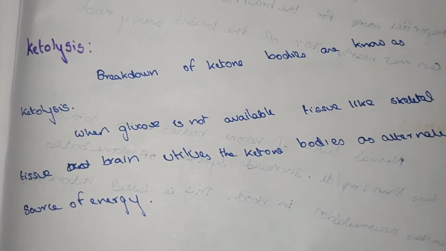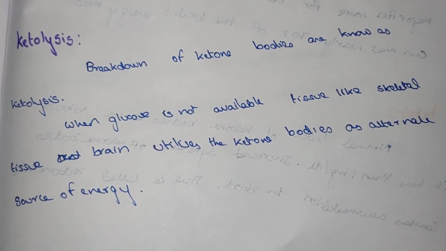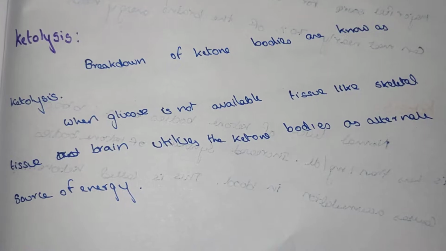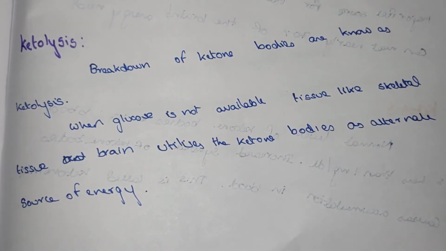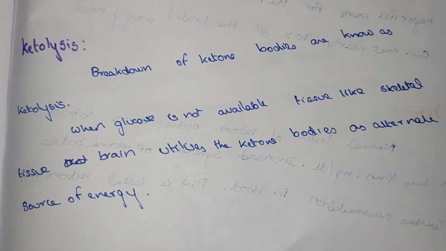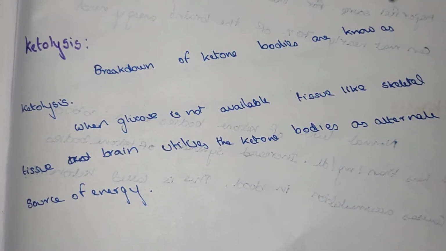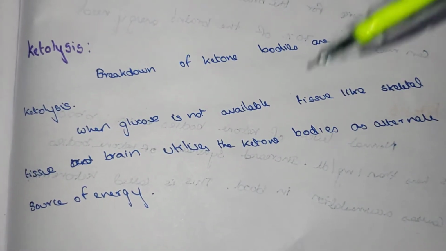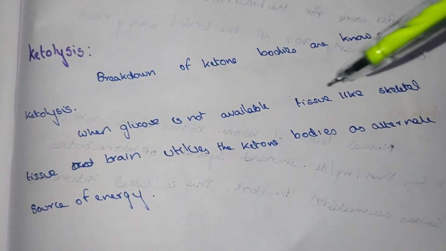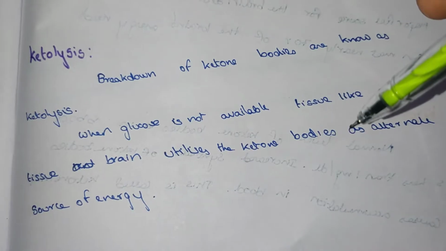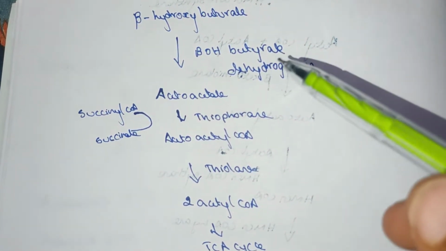The ketone bodies are acetone, acetoacetate and beta-hydroxybutyrate. When there is absence of glucose in the body, the tissues utilize these ketone bodies as a source of energy, which is known as ketolysis. The tissues are skeletal tissue as well as brain. Ketolysis is just the opposite of ketogenesis.